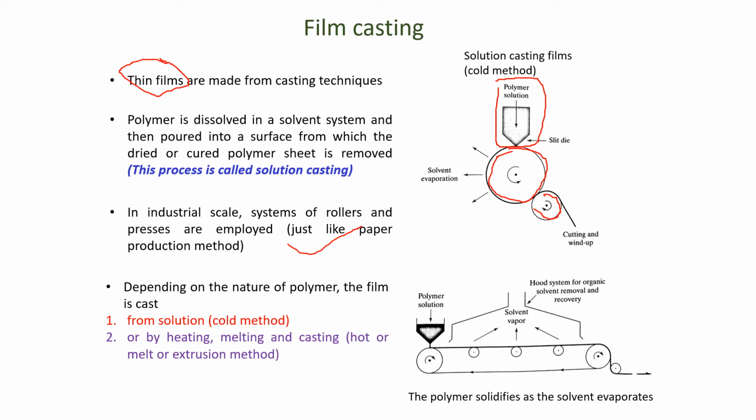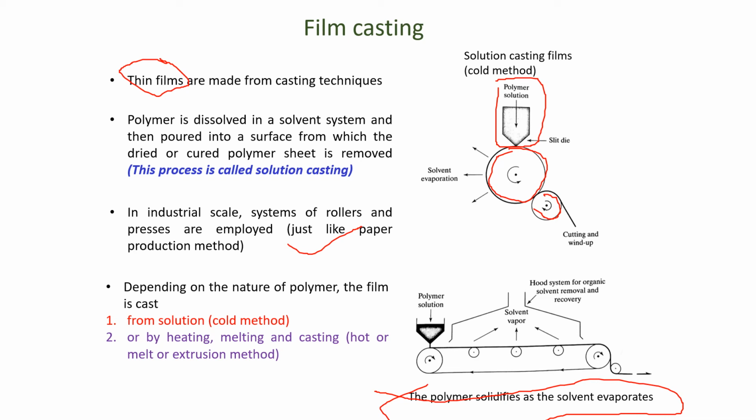It also relates to the laser jet we talked about. The laser jet uses rollers and also some solvent vaporization. So the polymer solidifies as the solvent evaporates, leaving behind the low density polyethylene, or any other polymer, as a thin film.